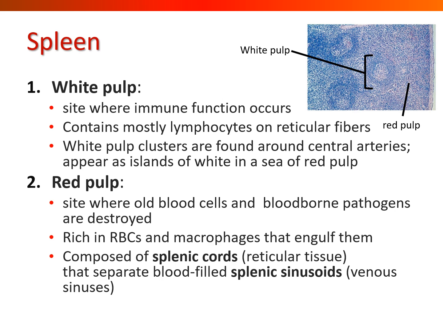Now, red pulp is the area where we have the old red blood cells as well as pathogens being removed from the blood. This area is rich in red blood cells. And it's also going to be rich in the macrophages that are tearing the red blood cells down and doing the recycle business. It says here the splenic cords, which are basically strands of reticular tissue that are running in between the areas of white pulp.